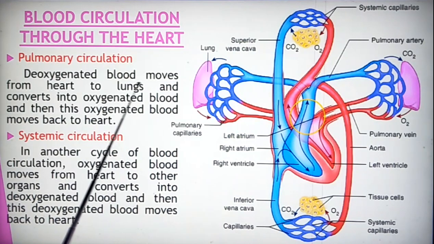So the deoxygenated blood moves to the lungs. See, it moves to both sides, both lungs are there. So this deoxygenated blood moves towards the lungs. And what will happen there after oxygenation? See what is happening. The pure blood is carried to the heart. This is the way you should explain pulmonary circulation and systemic circulation.